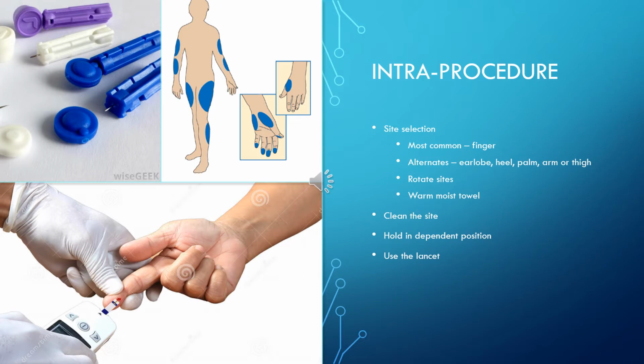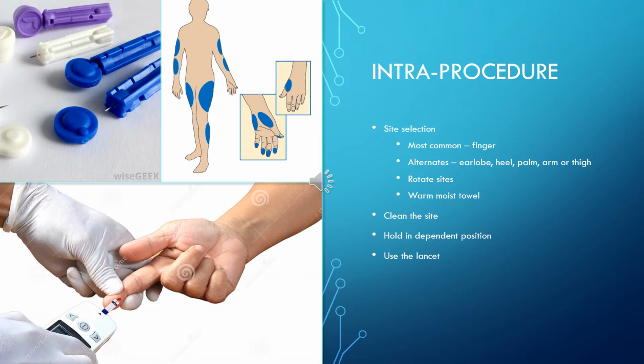So we want to rotate our sites quite often. You don't want to go back and keep poking the same site because it's going to cause soreness and over time skin breakdown. So we want to make sure we rotate our sites on a regular basis. Most patients that check their blood sugar regularly will be able to tell you what sites they've been using.